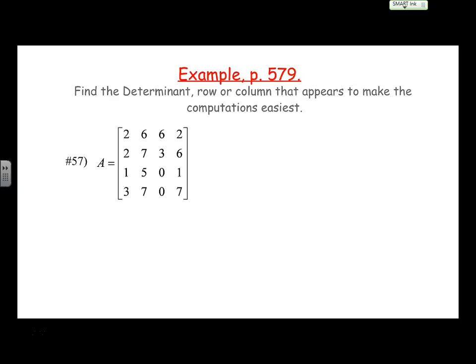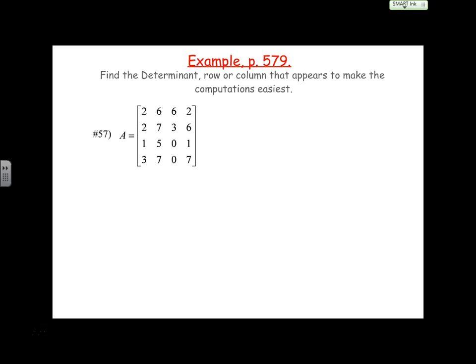Question. Which row or column? I guess it doesn't matter technically. Third column. Why am I saying totally add a third column? There's 2 zeros. Why are 2 zeros going to be good? Because 0 times anything is going to be 0. We don't have to do the whole thing. You get to choose a row, pretty easy. You just gotta match up the cofactor.